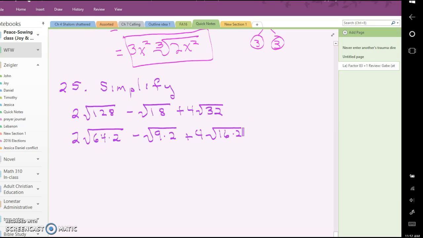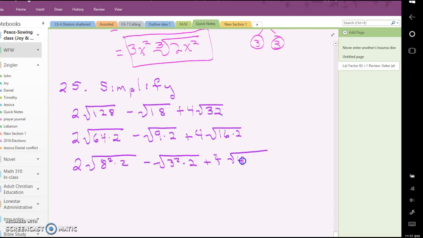I'm looking for perfect squares because I'm taking the square root. If I were taking the cube root, I'd look for perfect cubes. So let's rewrite this to show our perfect squares. 8 squared is 64. 3 squared is 9.